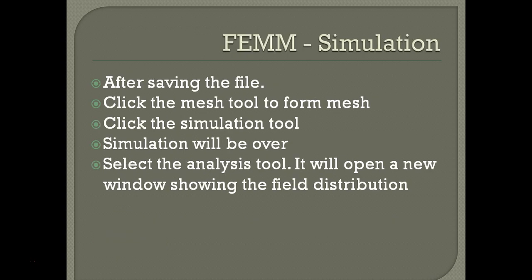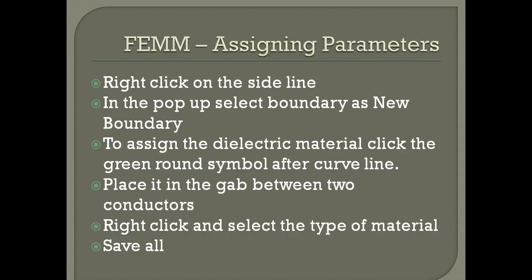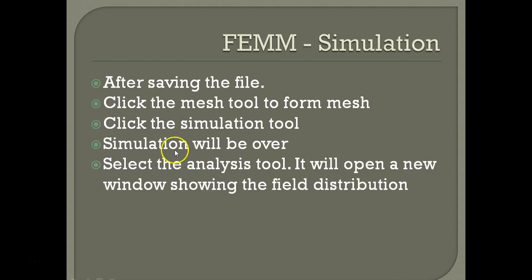And similarly, you have to choose the green symbol and place it in between the two conductors. Right click and select the type of material, and once everything is saved, after saving, click the mesh tool to form the mesh. Once the mesh is formed, the diagram is now ready for simulation. Click the simulation tool.